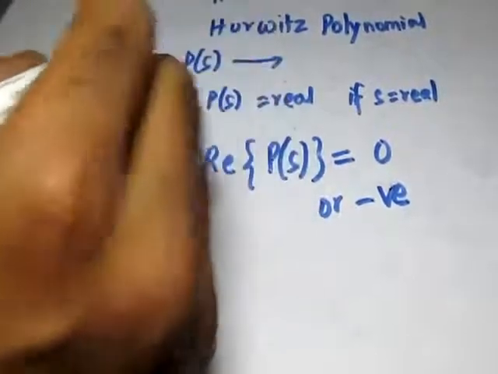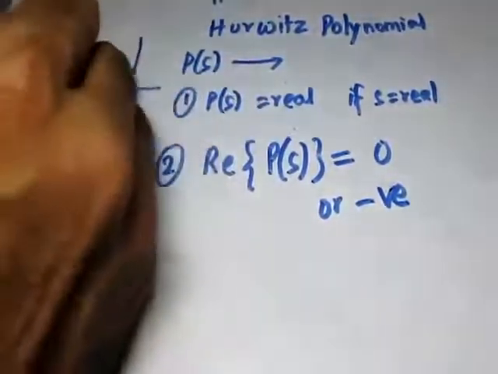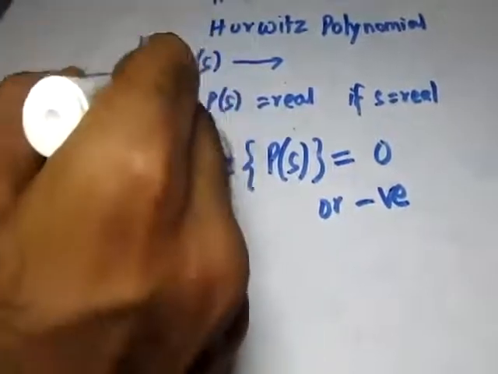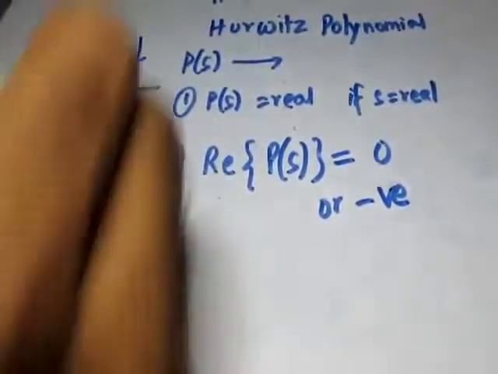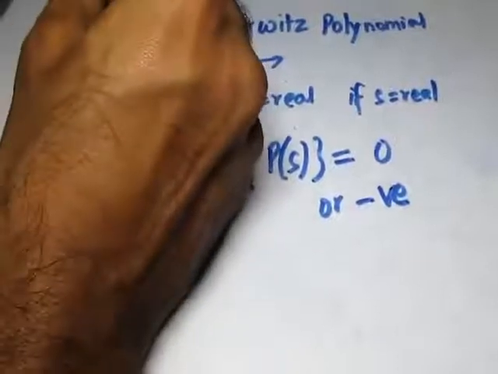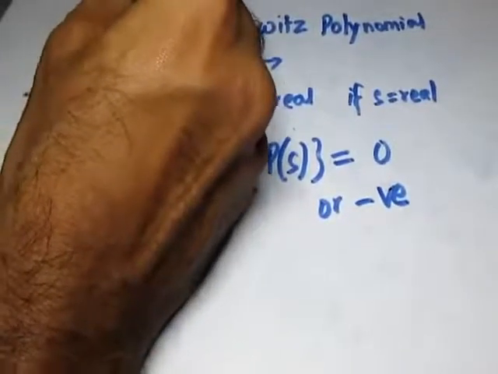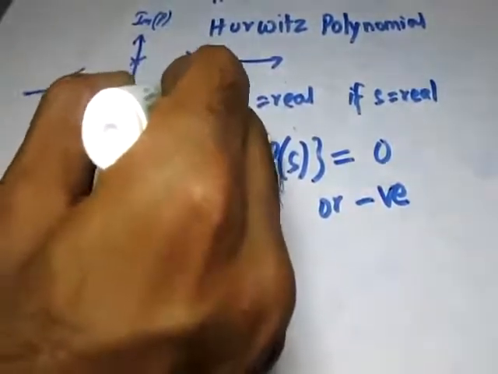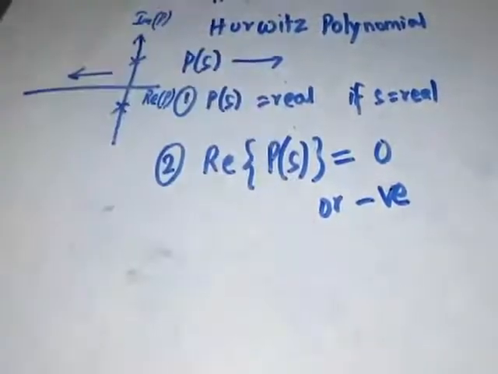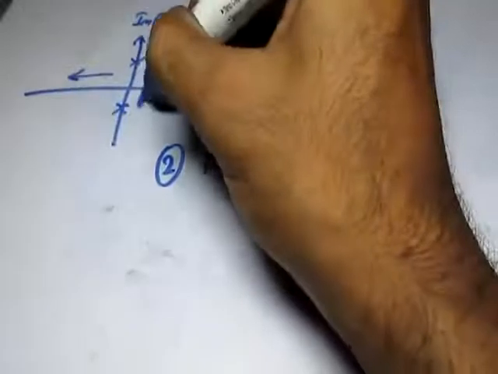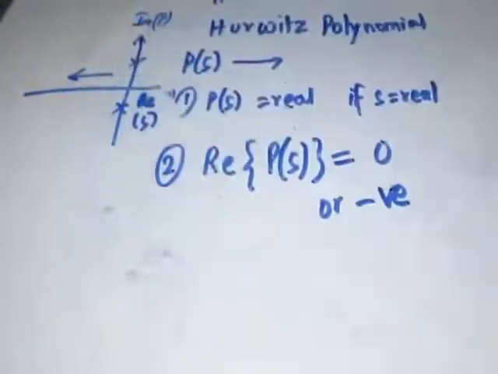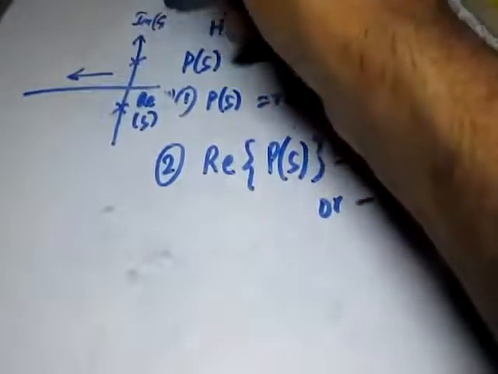all the roots of P(s) will lie on this side or on here. This is the imaginary axis. This is the real part of s, and this is the imaginary part of s.